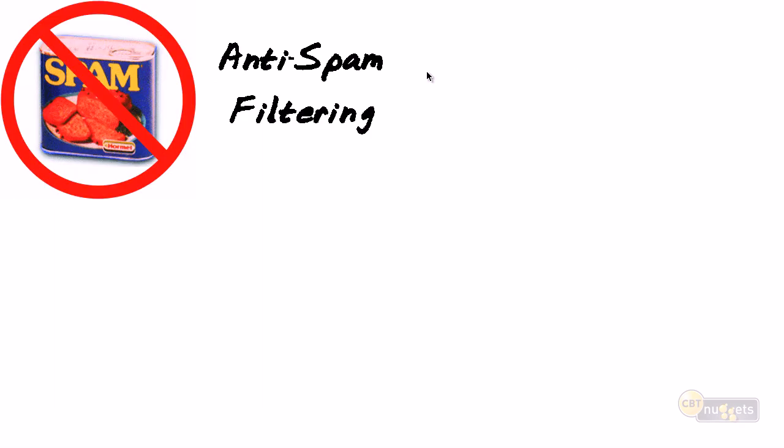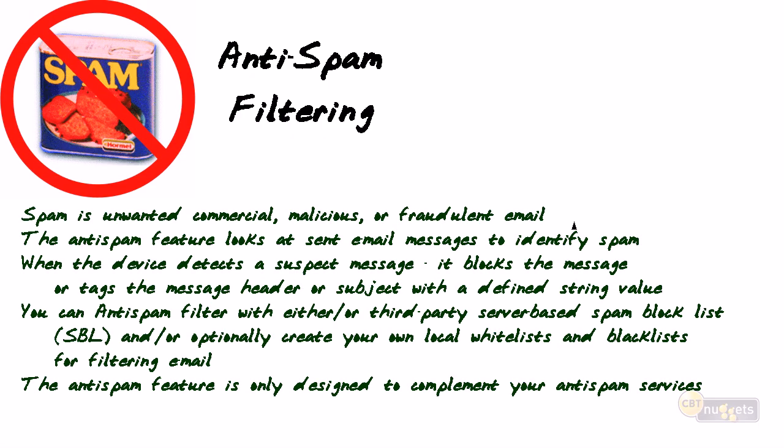Okay, the final UTM feature we're going to look at and the final topic of this JNCIS Security Series nugget is anti-spam filtering. And no, I don't like spam in any form, okay, including the kind you have to eat. As you're already well aware, spam is unwanted, commercial, malicious, or fraudulent email. The anti-spam feature on our SRX is going to look at sent email messages to identify what we consider spam messages. Of course, we're comparing that against a database.